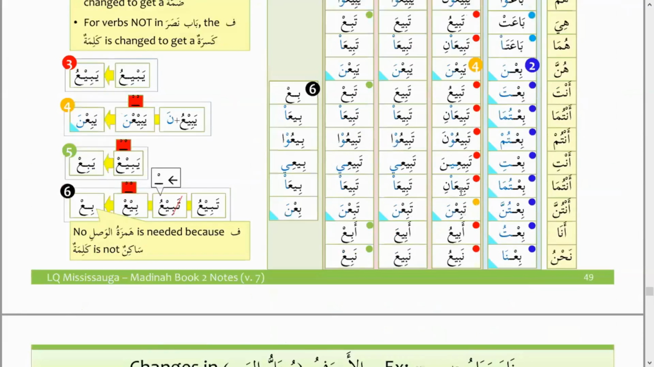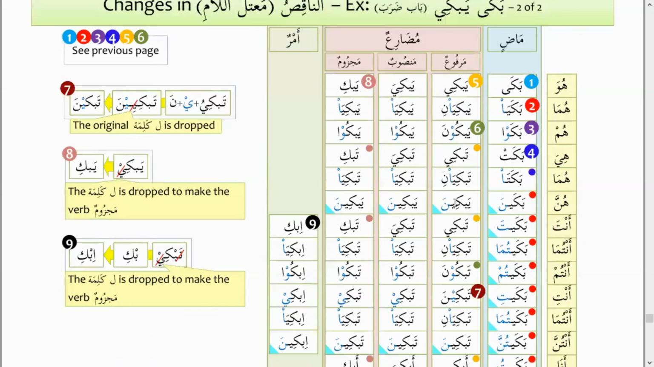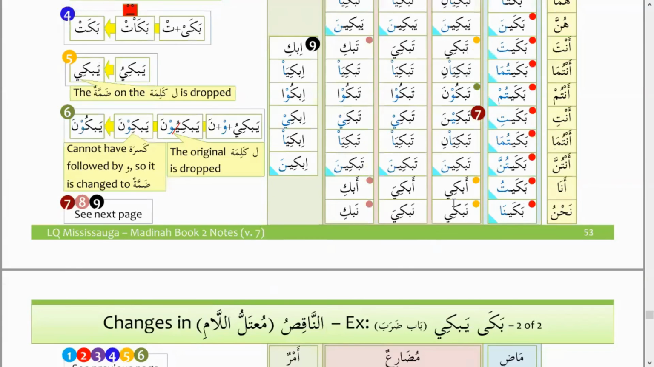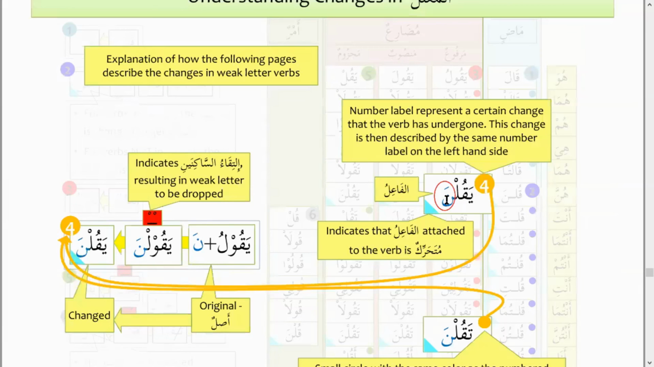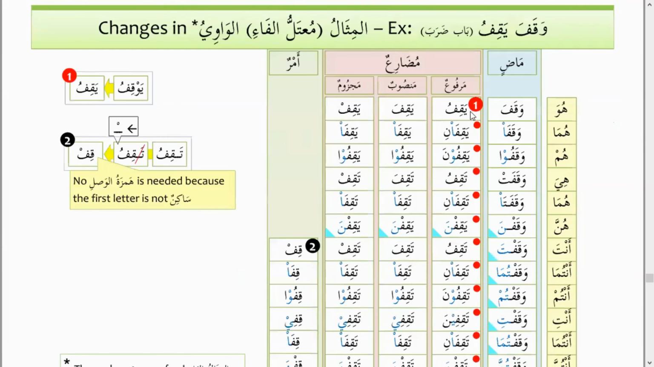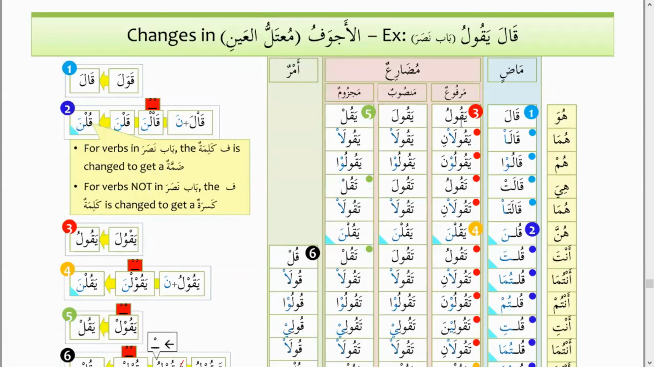We already did a lot about this, but inshallah, all of this I want to do. Naqis especially. Maybe I'll just do Naqis tomorrow. Because I spent some time, I hope you remember, about this waqafa yaqifu. Only one change: the waw drops here. And then qala is qawala. I did speak about it.